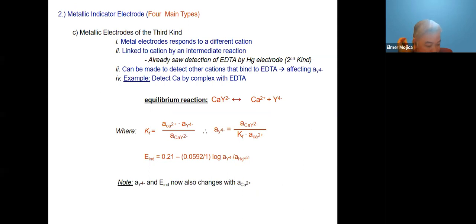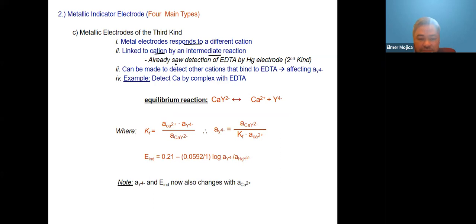Now, we have the other one, the so-called third kind. So the metallic electrodes of the third kind. Okay? So if you're going to look at this type of electrode, these are the metal electrodes that respond to a different cation. So if you have a silver electrode, it will respond not to the silver or to the chloride, but to another cation. And you can link it to a cation by an intermediate reaction.